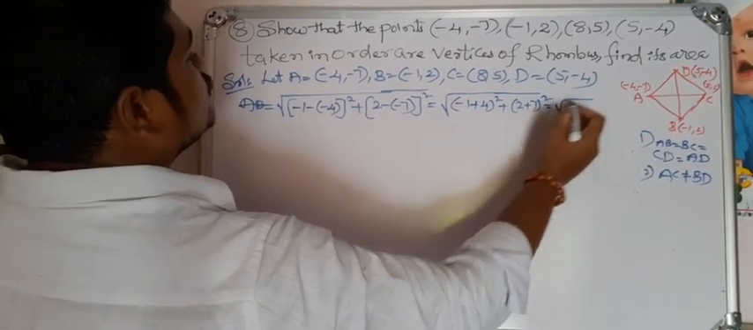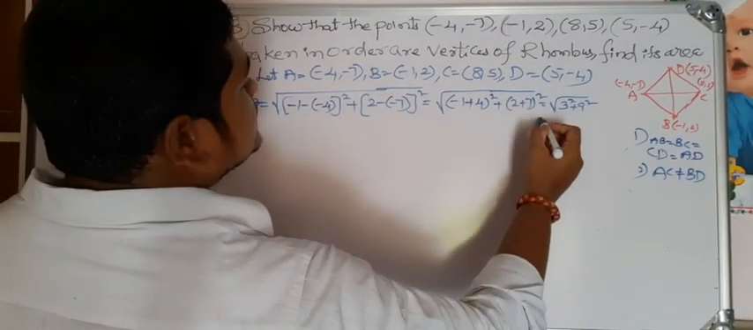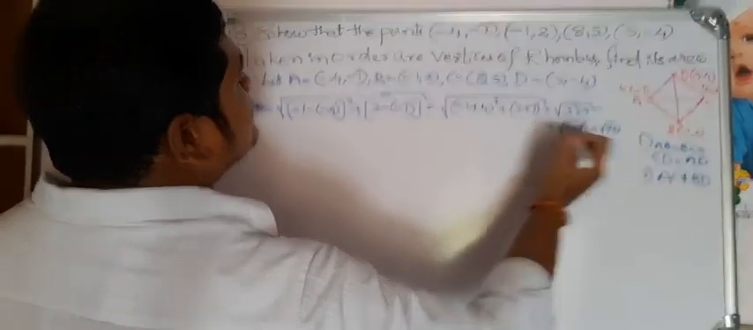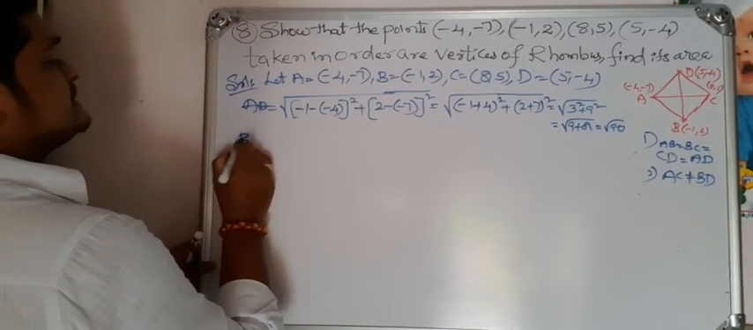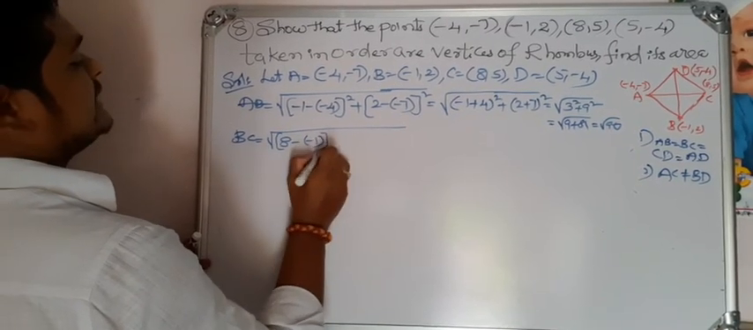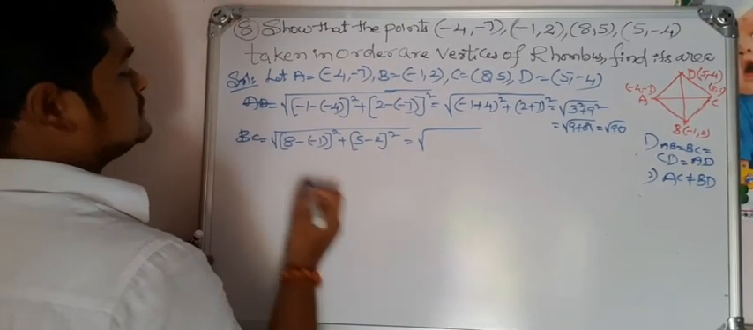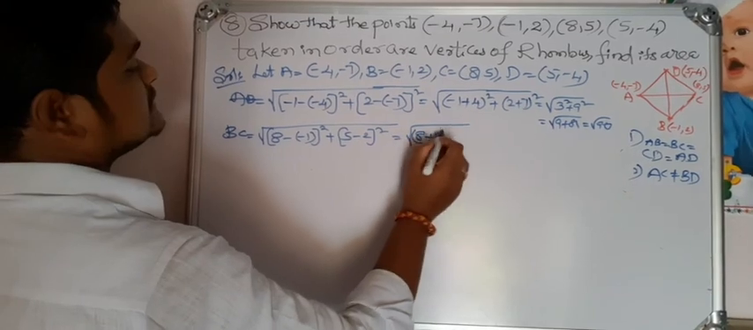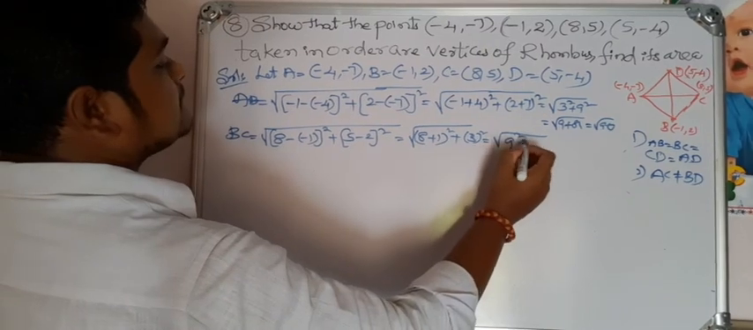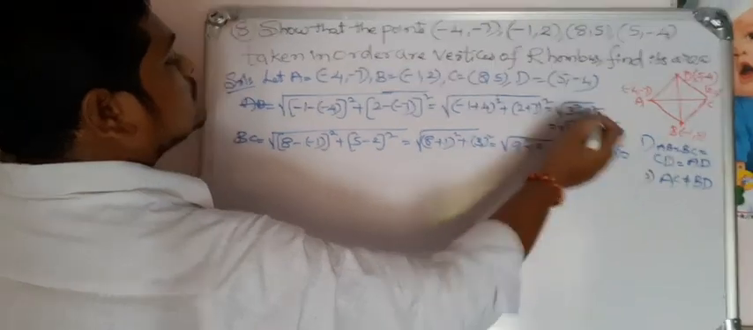Simplify, this is equal to 3 square plus 9 square, which is root of 9 plus 81, equal to root 90. And find BC. BC is equal to root of (8 - (-1)) whole square plus (5 - 2) whole square, that is 8 plus 1 whole square, which is 9 square, plus 3 square. Simplify, this is 81 plus 9. So this is also equal to root 90.